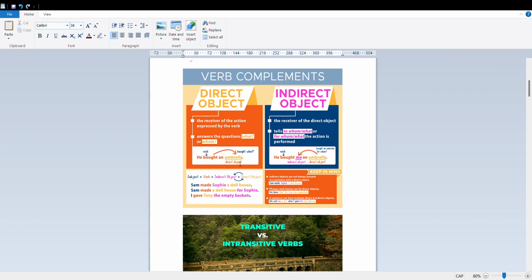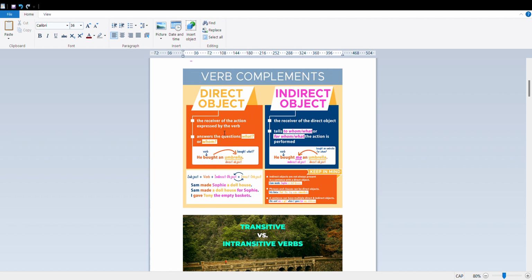He bought an umbrella. So here, what is the verb? Bought is the verb in this sentence. Now, you all have to ask the question: bought what? Bought umbrella. So it's a direct object.